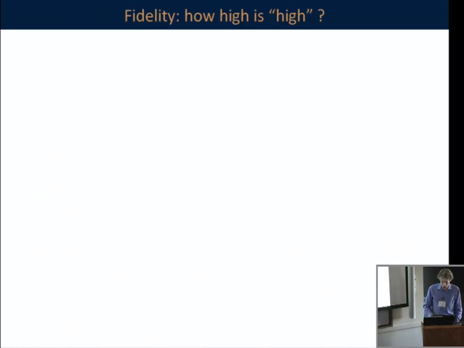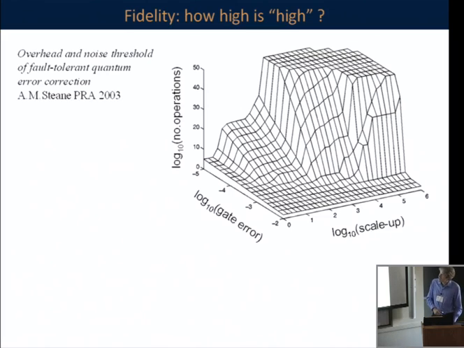Okay, so I entitled my talk High-Fidelity, and I guess I should say something about how high is high. What does this mean in the context of quantum information processing? Obviously, the science of quantum error correction is a highly technical field, and I can't hope to really say very definite things about this. But if I go back to some older work, for example, of my colleague Andrew Steane at Oxford from 2003, a paper on overhead noise threshold of fault-tolerant error correction, where he's really looking at the issues of what happens for a given gate error.